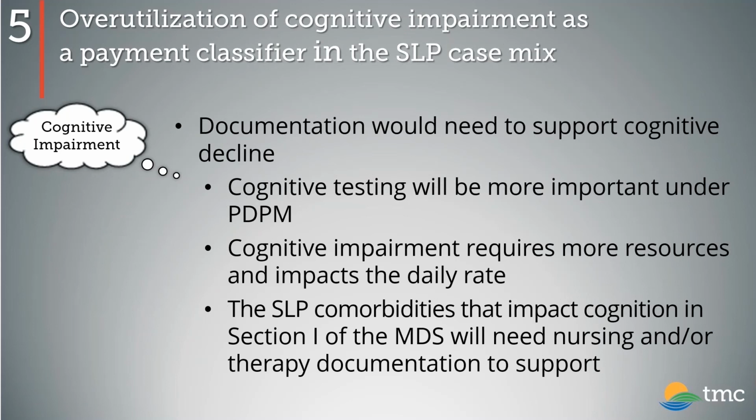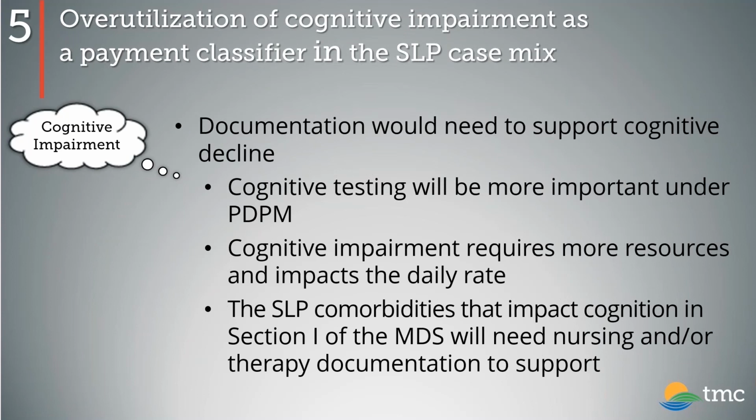Cognitive impairment is another area that increases the daily rate for the SLP case mix with PDPM. If cognitive impairment is indicated on the MDS, but it's not supported in therapy or nursing documentation, a denial would occur. We feel like if there's an increase in the number of cognitive impairments marked on the MDS, that's going to increase audits just like we think it will with an increase in mechanically altered diets. So the documentation must be in place where these impairments are supported on both nursing and the therapy side.